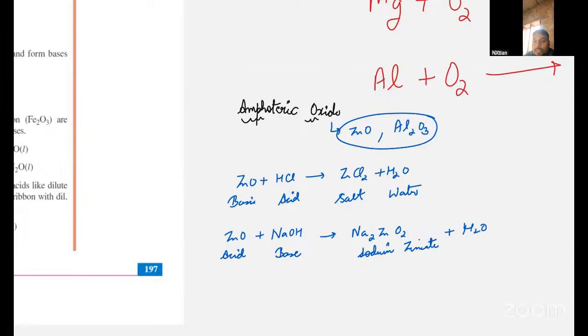Guys, did you get it? Yes, sir. Okay. Same with aluminium also. Aluminium oxide is also an amphoteric oxide. It will behave like a base when it reacts with acid, and it will behave like an acid when it reacts with base.